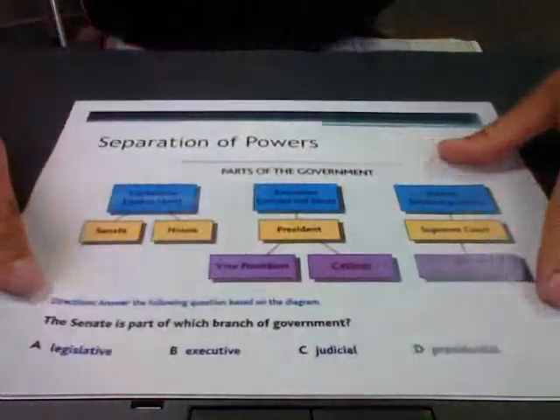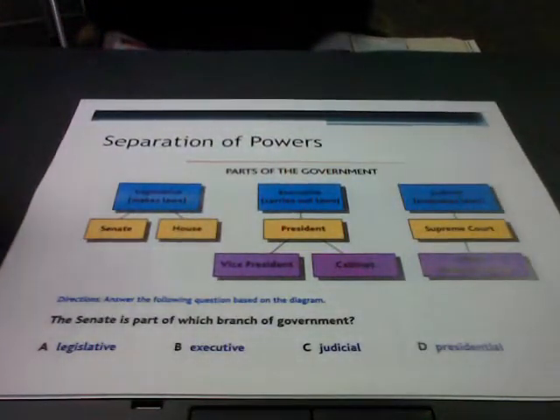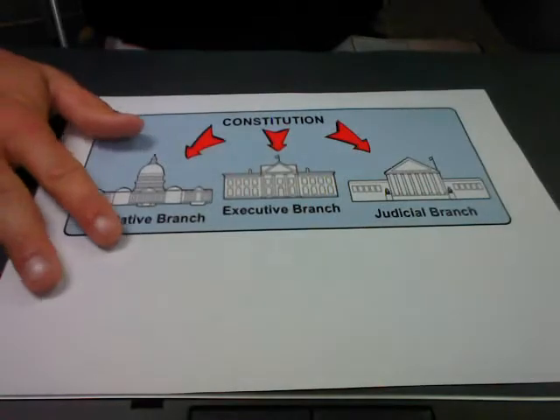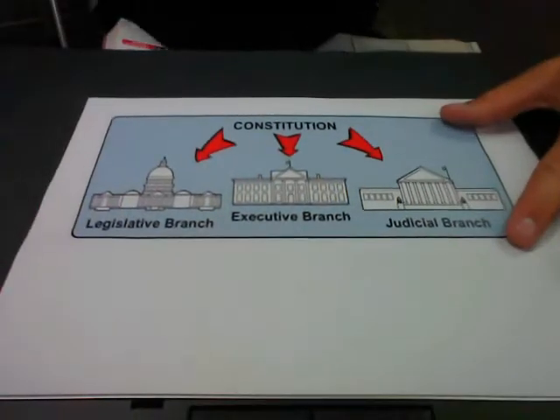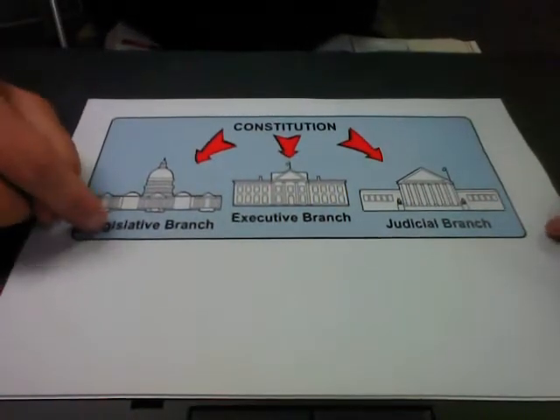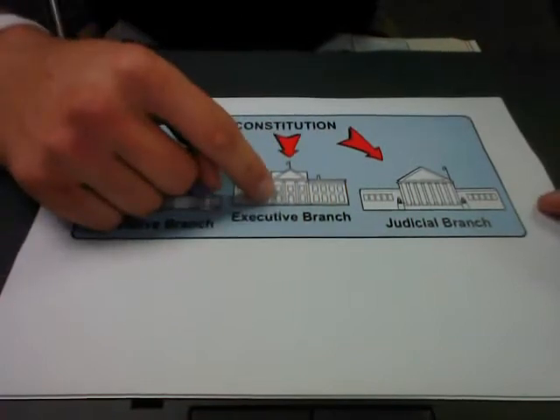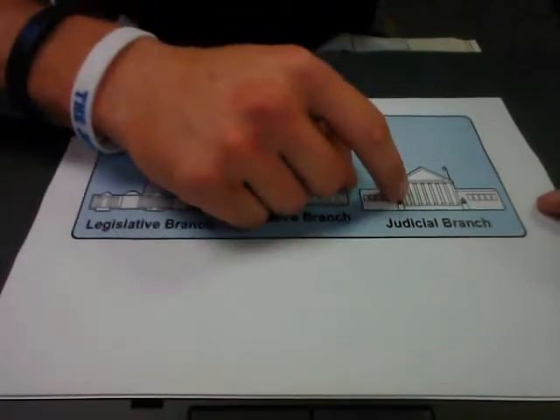Next up, separation of powers. To keep one branch of government from having too much power, we divided them. We divided them into 3 branches. One is the legislative branch, responsible for making laws, the executive branch, carrying out laws, and the judicial branch, which interprets laws.